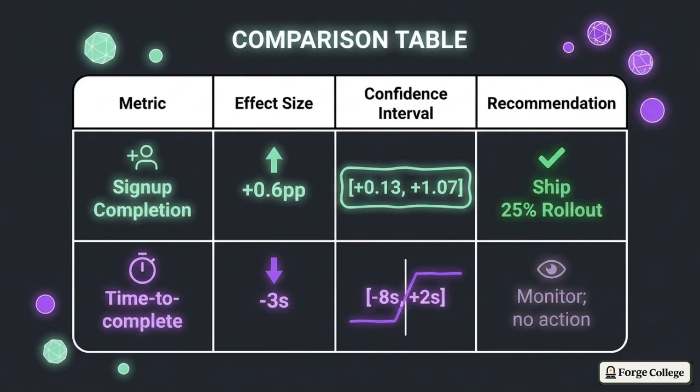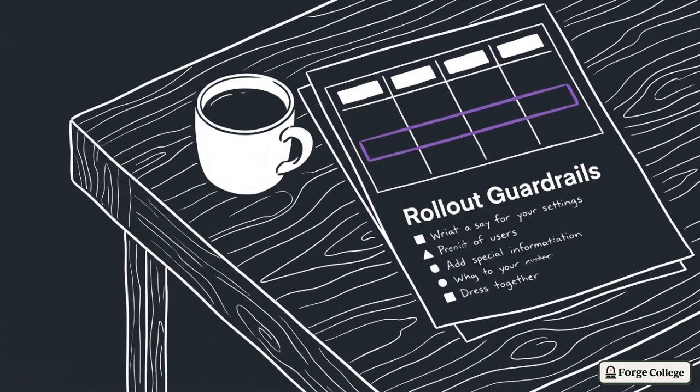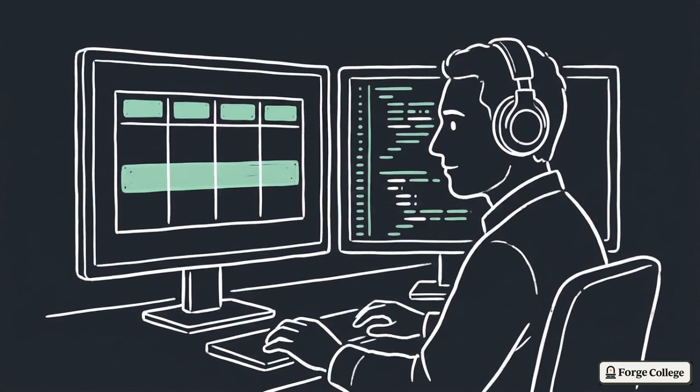Contrast this with the time to complete metric. Despite a slight speed improvement, the confidence interval crossed 0. The recommendation is monitor, no action, as the signal isn't strong enough. This table, packaged with a short brief outlining the exact rollout guards and the expected impact per visitor, is your ultimate deliverable. It tells engineering exactly what to build and exactly why.